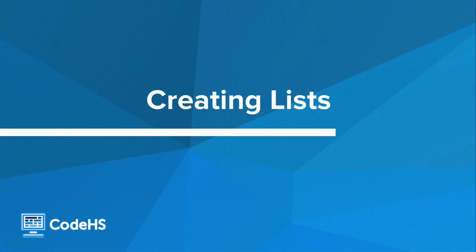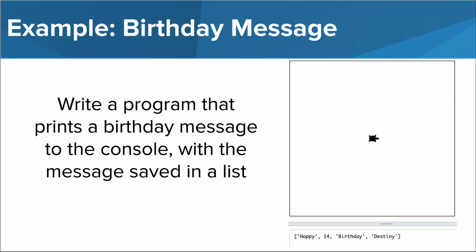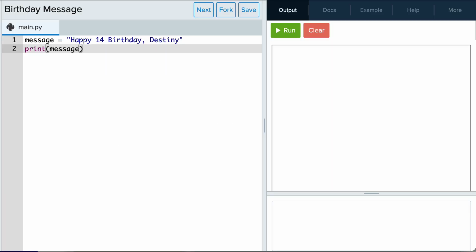Let's take a look at creating a list in the editor. In this program, we're going to print a birthday message that is saved inside a list to the console. To start, we have a variable message that is being printed to the console.